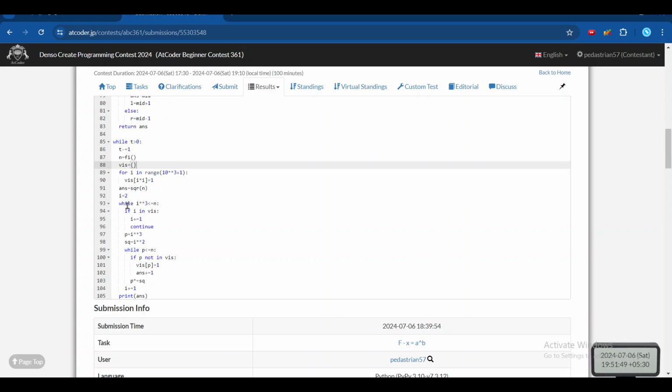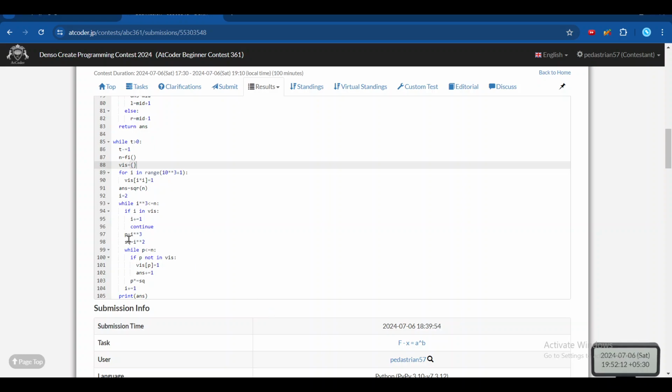Okay, now we are taking I as 2 while I cube is less than or equal to n. If I is in b, this means this is a square number. We are doing I plus equals to 1 and we are doing continue. Okay, now we are taking p equals to I cube. So we will take only the odd powers, right? We will take powers 3, 5, 7 like that, and we are taking square as I squared.